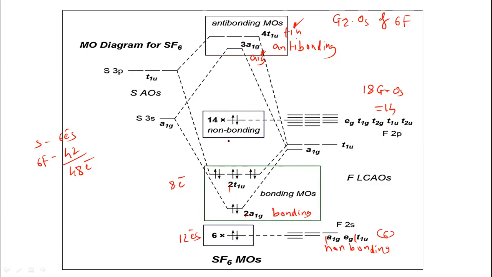So 12 plus 8, now 20. Remaining now, 14 orbitals are here which are non-bonding. One orbital carries 2 electrons, so 14 multiplied by 2, that is 28. Count the number of electrons: 12 plus 8 is 20, 20 plus 28, total 48 electrons are here. So in this way we can place the electrons in the molecular orbitals.